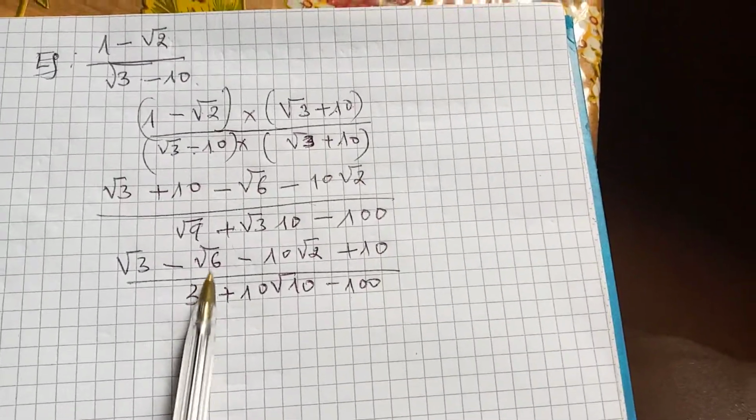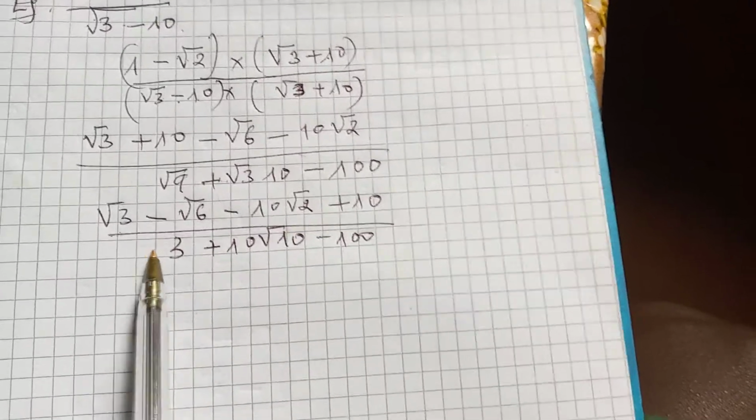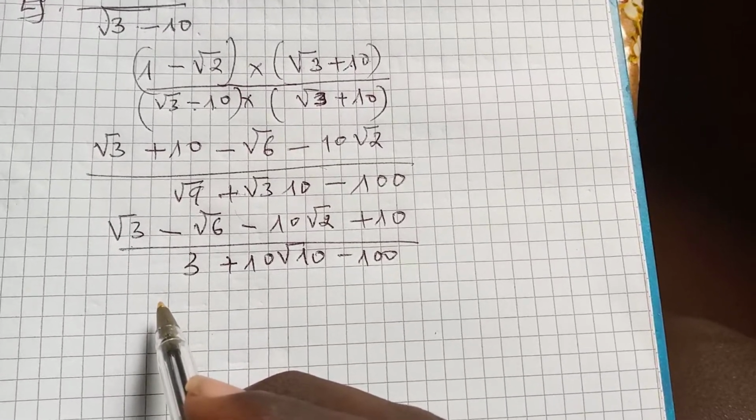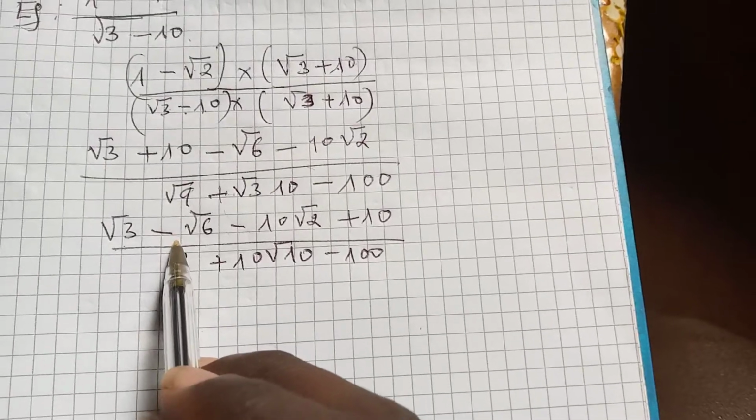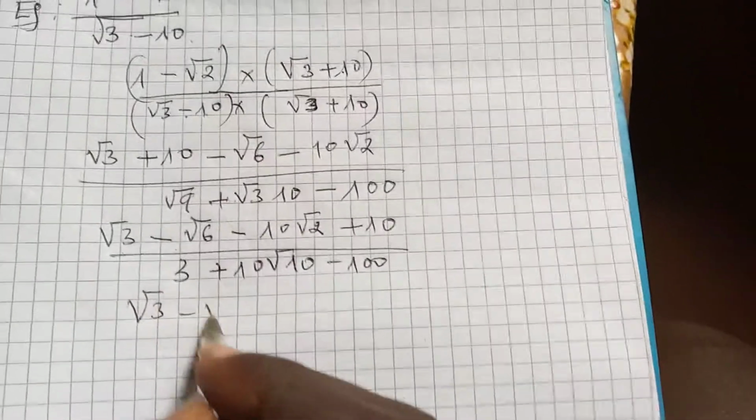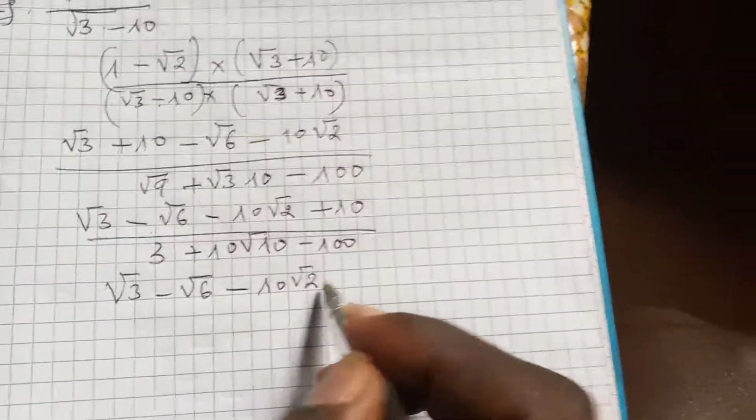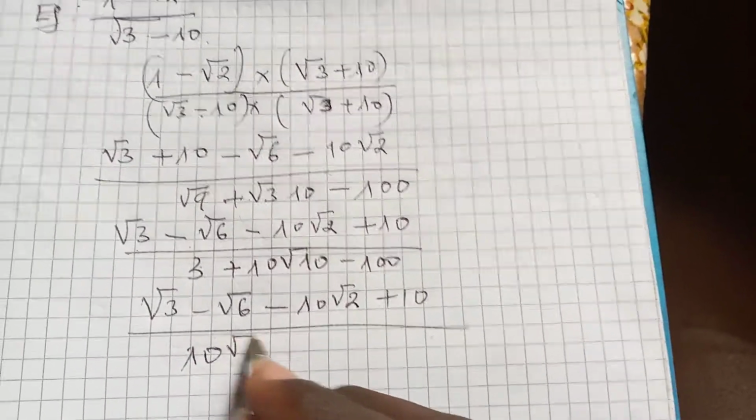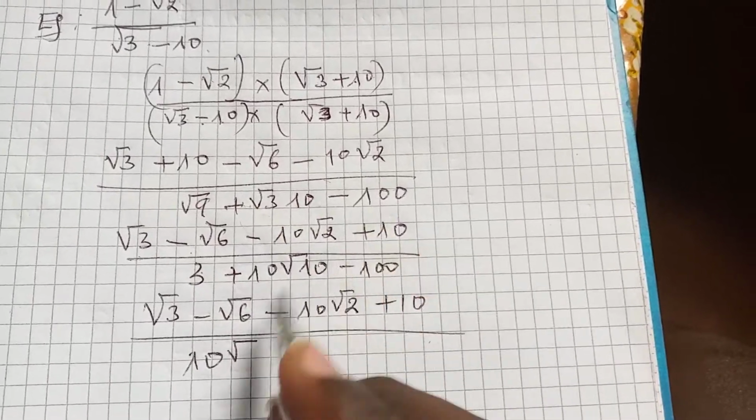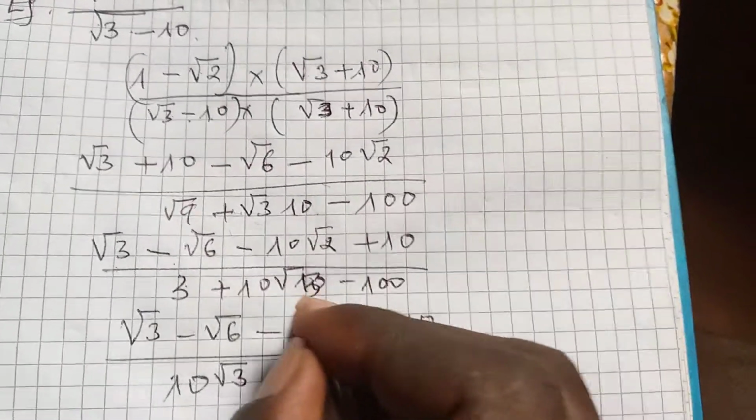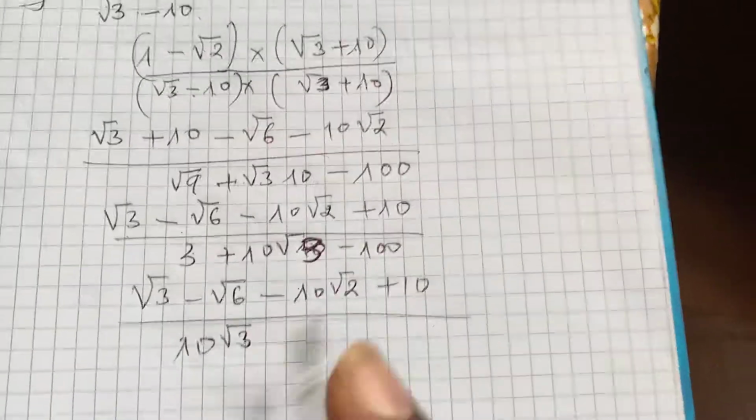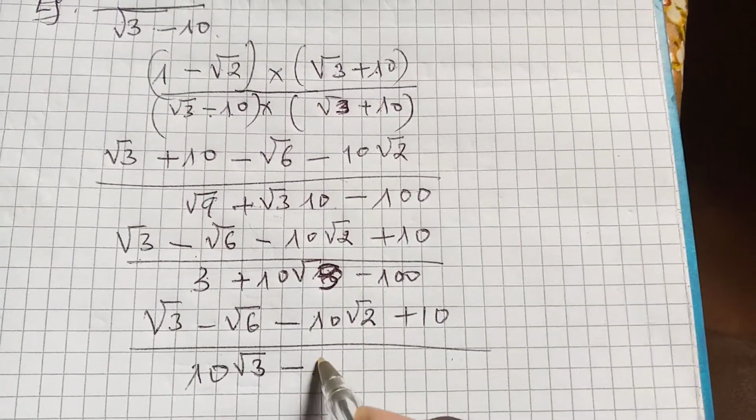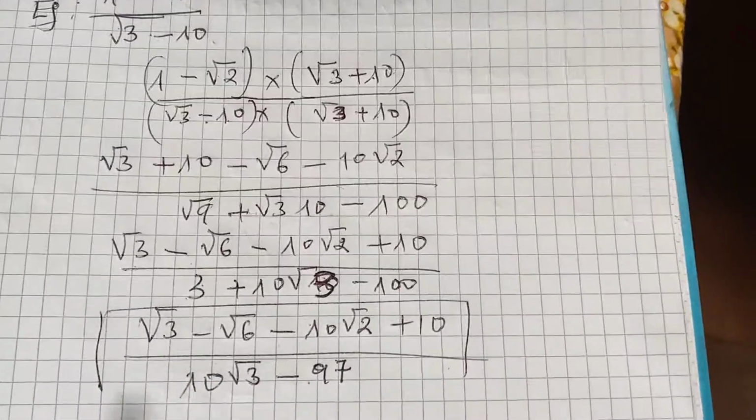So here we will find that by simplification, we have square root of 3 minus square root of 6 minus 10 square root of 2 plus 10, divided by the denominator, where this minus this cancels. Sorry, this is the mistake: it is 10 square root of 3. Then 3 minus 100 will be equal to minus 97. This is the final answer.